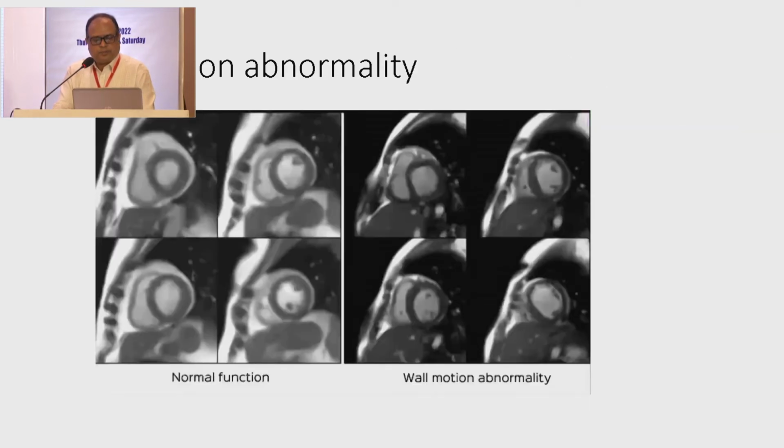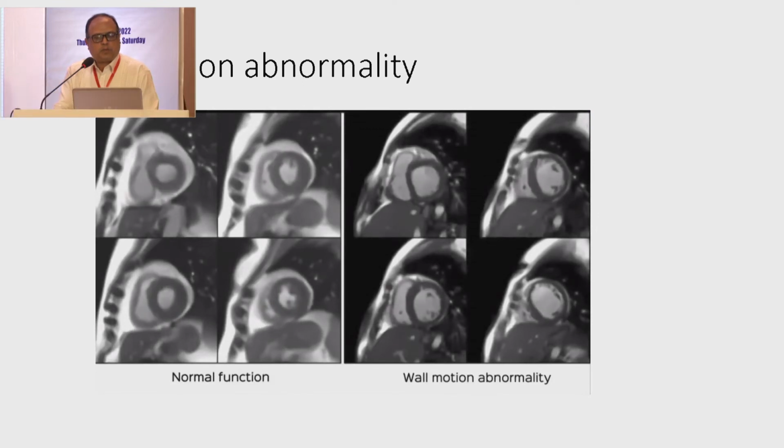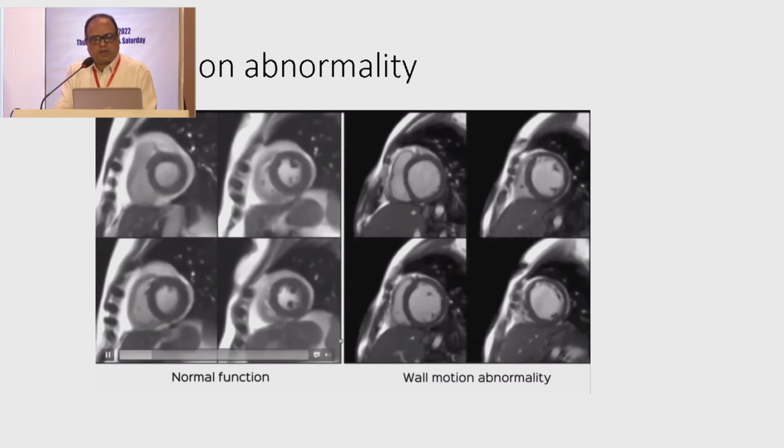So this is the normal wall motion seen in MRI, and this is the inferior wall hypokinesia in the basal, mid, and apical wall showing in the MRI.